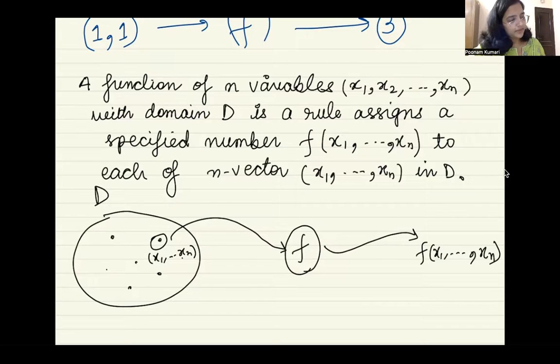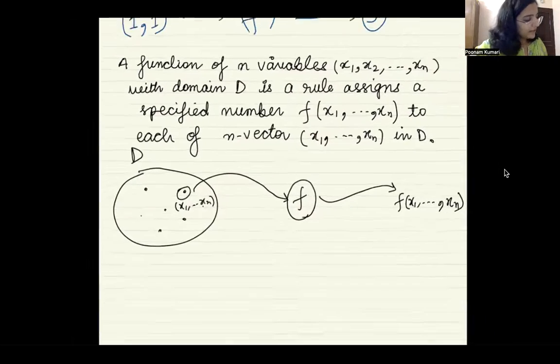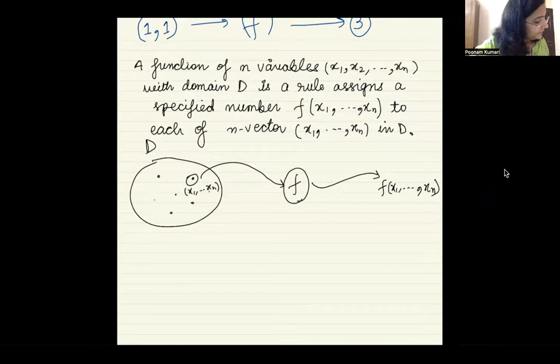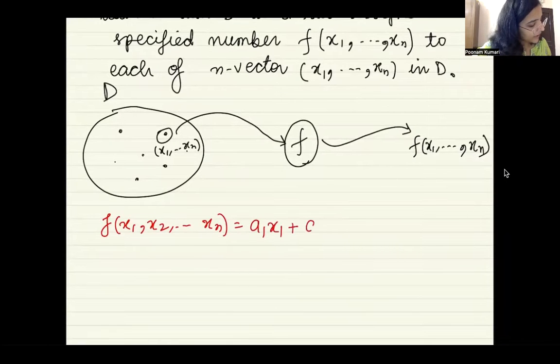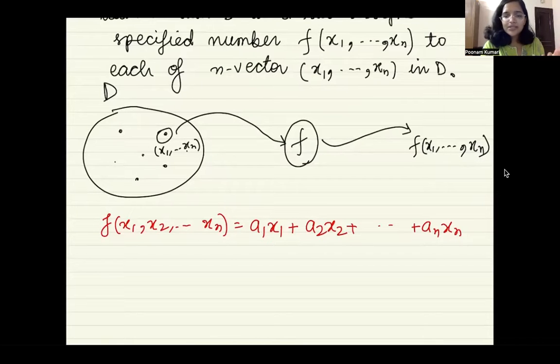This is the general way. All right. One of the examples of a function of n variables could be, let's say my function is given by f(x1, x2, ..., xn) equals, how will you write it? Let's say a1 x1 plus a2 x2 plus up to an xn. All these a1, a2 up to an are some constants. We don't know the value, but some constants. So this is how you can define one such function.